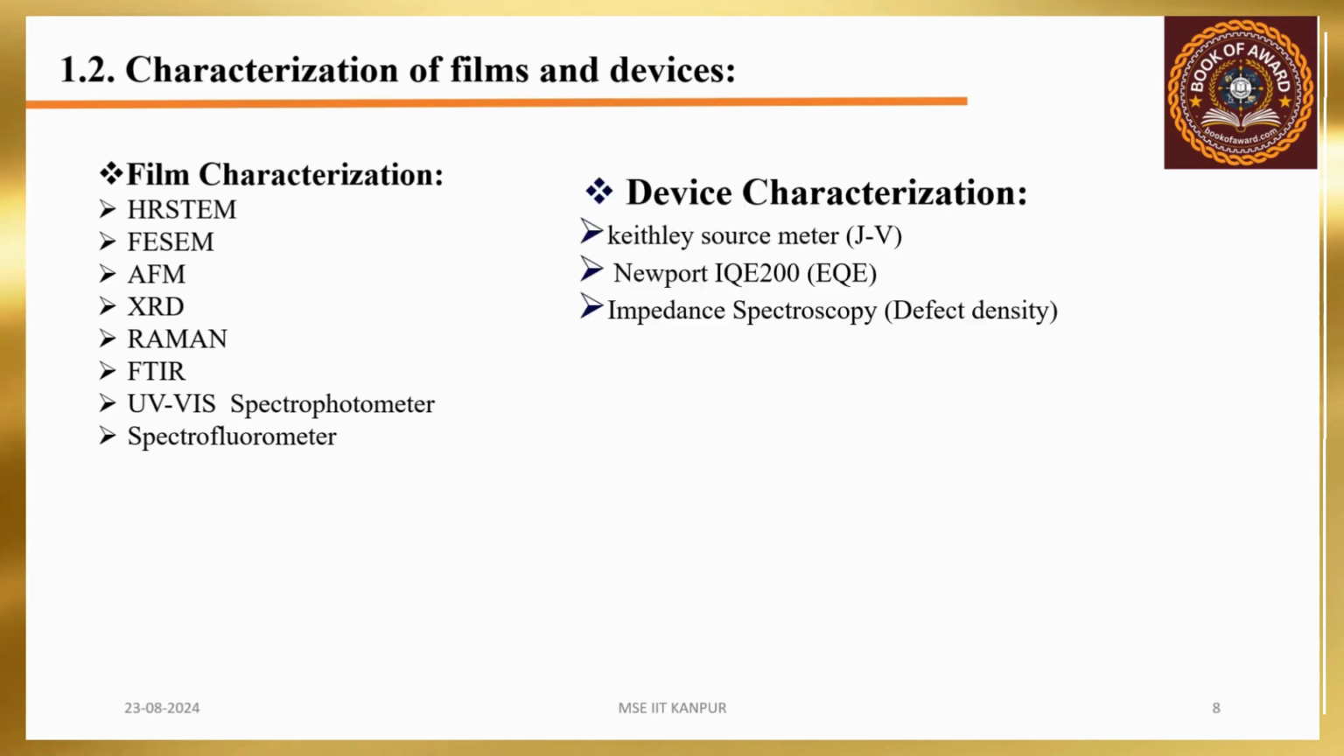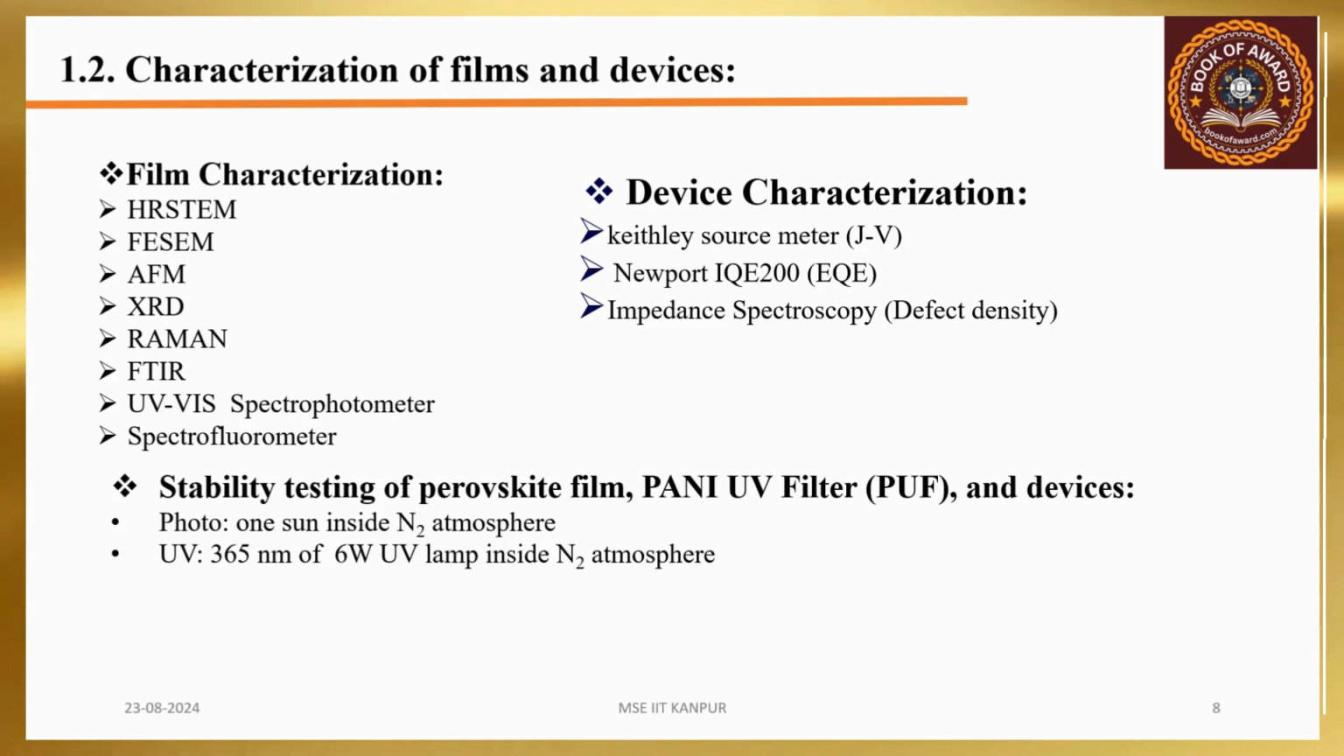For device characterization or JV measurement, we have used the Keithley source meter. For the external quantum efficiency of the device, we have used the Newport IQ200 instrument, and for defect density of fresh and degraded devices, we have used impedance spectroscopy. The stability testing of perovskite film, Pani filter, and devices has been done inside an inert atmosphere. For photostability, we have used one sun light, and for UV stability, we have used a 365 nanometer, 60 watt UV lamp.